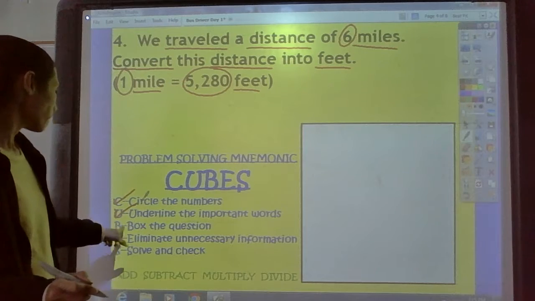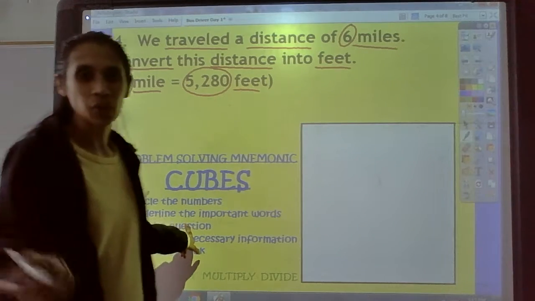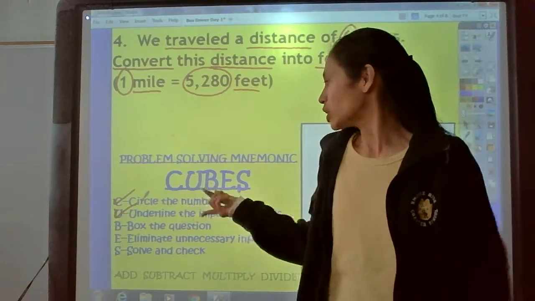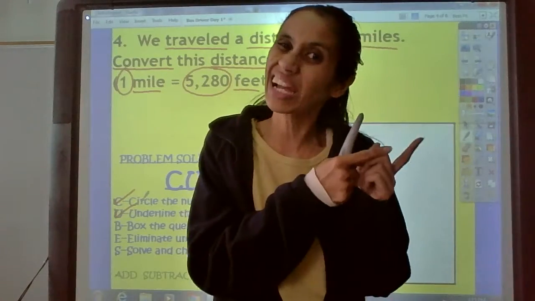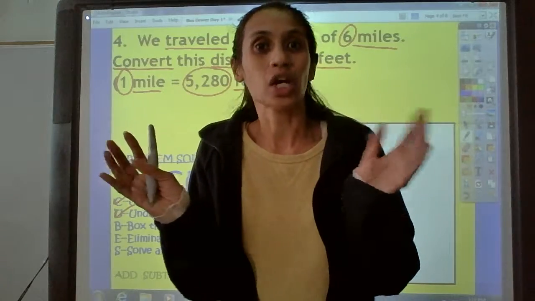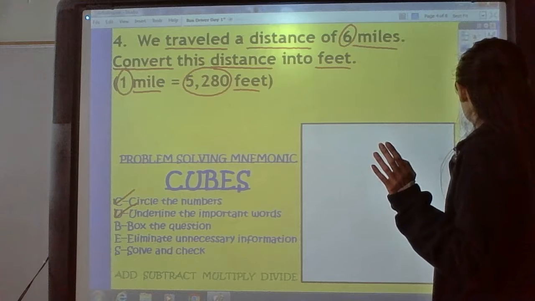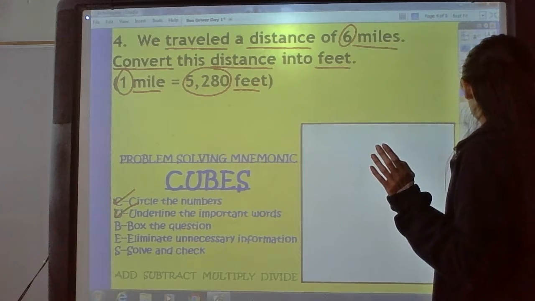The next one, box the question. I'm glad I found that error. I went back and fixed it to make sure I spelled all the words right. Box the question. Now, you know what I'm going to do? I think I got kind of confused boxing the question. I'm going to highlight, because highlighting is like a colored box. Let's use that.